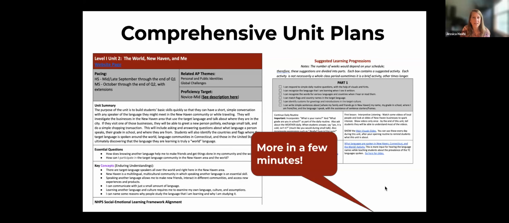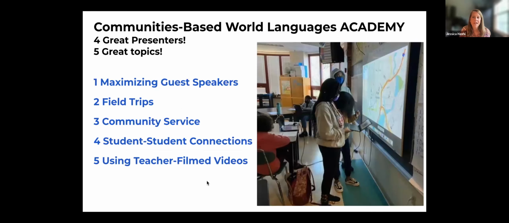Every unit plan is also quite comprehensive. And we ran academies where my teachers taught each other how to maximize having a guest speaker, how to have it not just be asking some questions, but what to do before, during, and after. How to do field trips. If you have new teachers in your building, they don't know how to do field trips, so maybe help them out with permission slips and things like that.